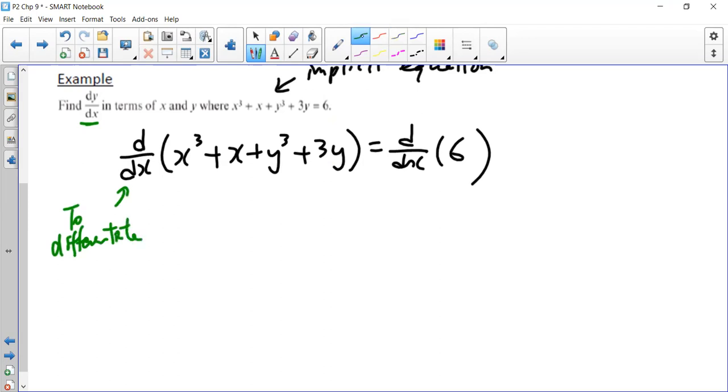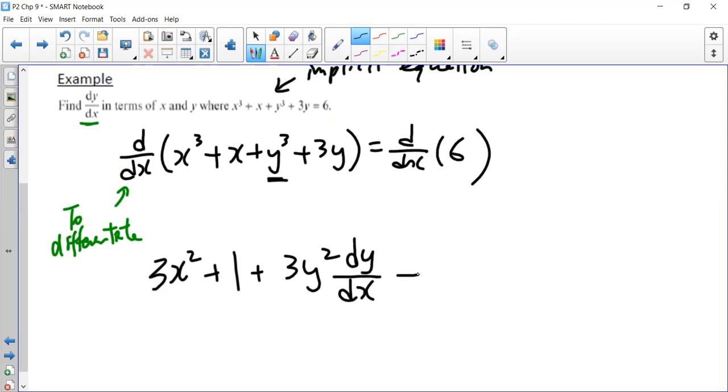So you want to differentiate x cubed, which is 3x squared, sorry, pardon me, 3x squared. Differentiate x is 1. Differentiate y cubed: normally 3y squared, but y and x are not the same, so you have to slap a dy by dx at the end. Plus 3y: differentiate 3y, imagine it's 3x, you get 3 dy by dx. Now what about 6? Differentiate 6 on the right side is 0. That is the key step.